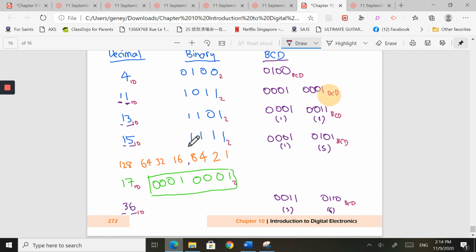And then the third part of this video, which I'll show you in the next part, is talking about the 7-segment BCD display. Okay, so see you in video 3.